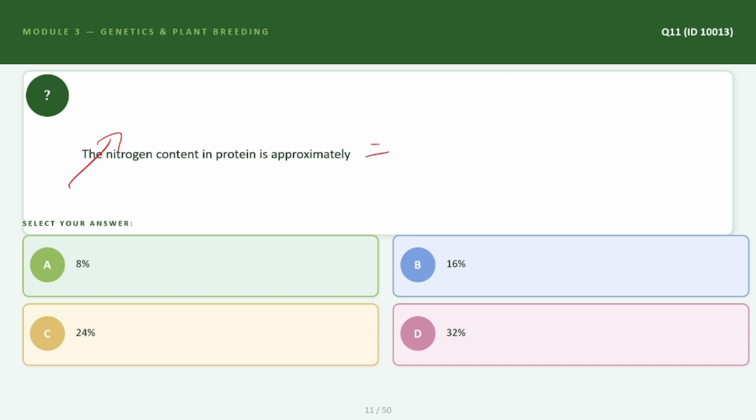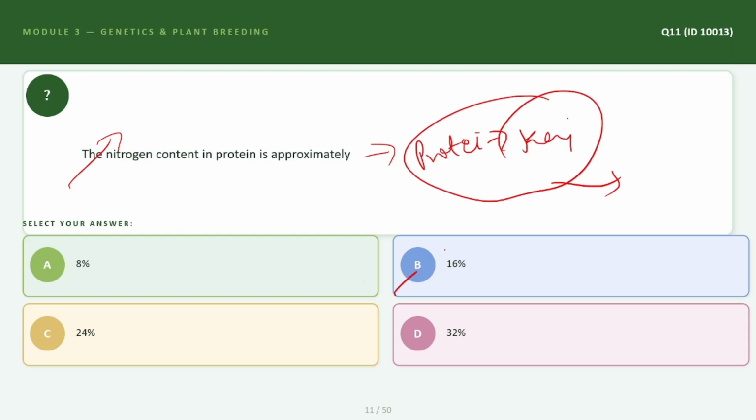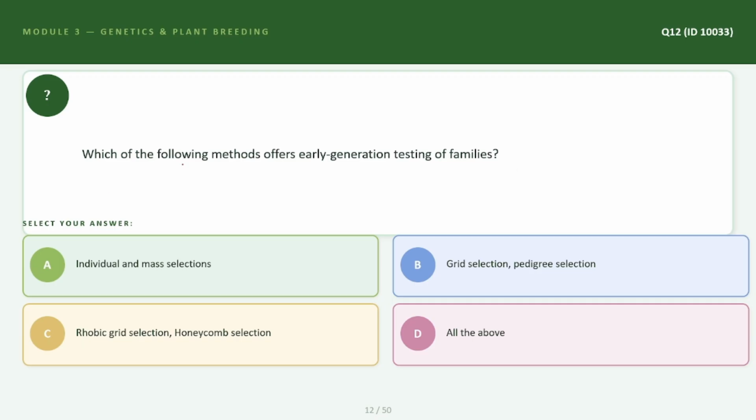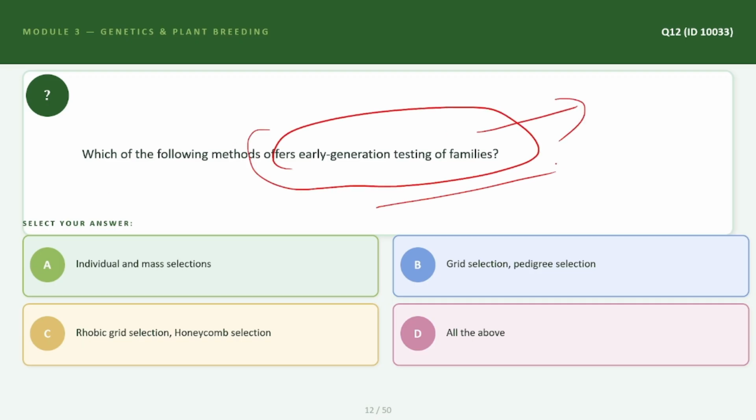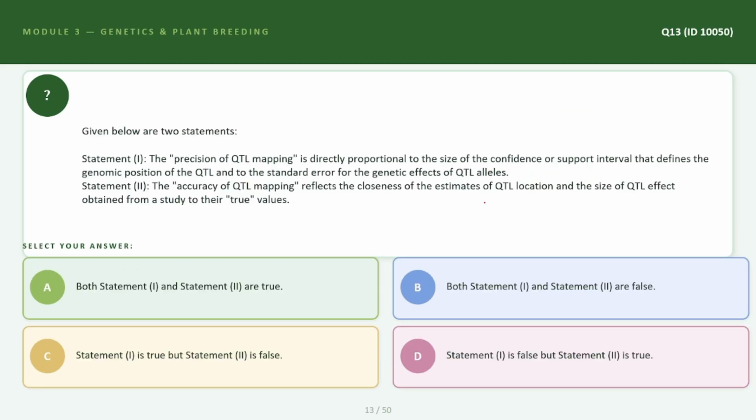Then this is a very easy question. Those who are well aware of protein estimation by the Kjeldahl method are very much aware of this one, actually 16%. Then methods for early generation testing, I already discussed in previous slides. Then here again the question comes.